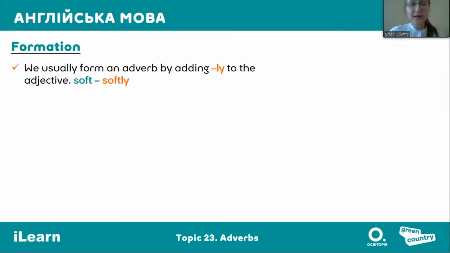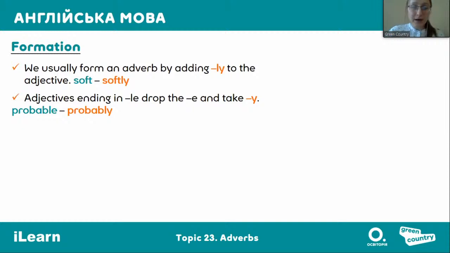So the first rule is that we usually form an adverb by adding ly to the adjective. Це найпростіший, да, спосіб утворення. When you have a word, an adjective like soft, you just need to add the ending ly. Це найпростіший, да? Якщо у вас є будь-який прикметник, наприклад, soft, додаємо просто закінчення ly, and then you have softly, yes, an adverb. But adjectives that end in le, drop the e and take y. For example, probable, probably. Але якщо у вас є закінчення le в прикметника, то ми його опускаємо і додаємо y. For example, probable, probably, possible, possibly.